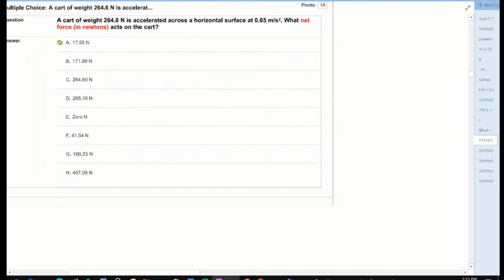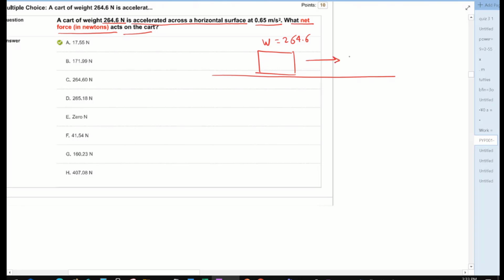A cart of weight 264.6 Newton is accelerated across a horizontal surface at acceleration 0.65 meter per second squared. What's the net force in Newton that acts on the cart? I have a cart that moves, it has a weight W equals 264.6, and it's accelerating at 0.65. We need to find the net force.